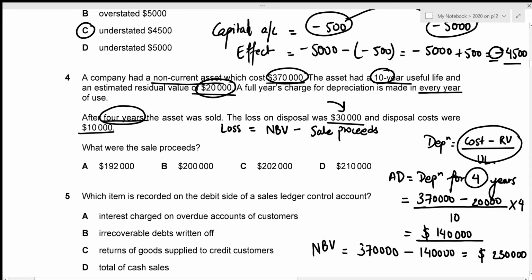And we are also given the disposal costs. And remember that disposal costs are always subtracted from our sale proceeds. So that's going to be minus sale proceeds minus disposal costs. All right, now we can just input all of the values in this equation and then figure out the value for our sale proceeds. We already have the loss on disposal to be 30,000. We figured out our net book value to be 230,000 right here.